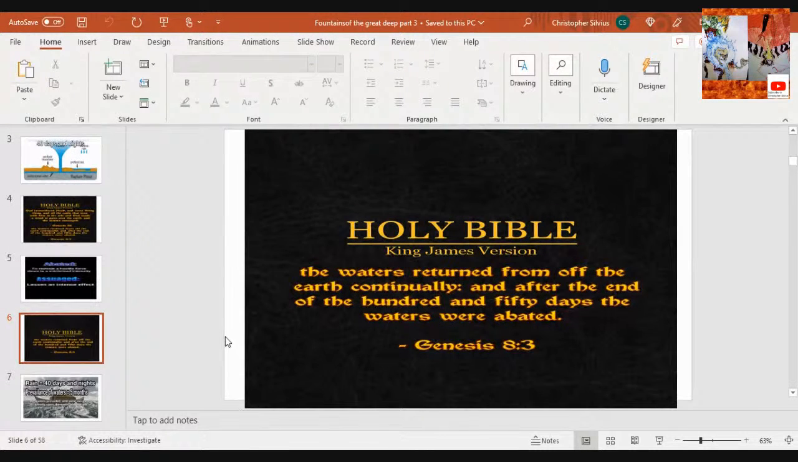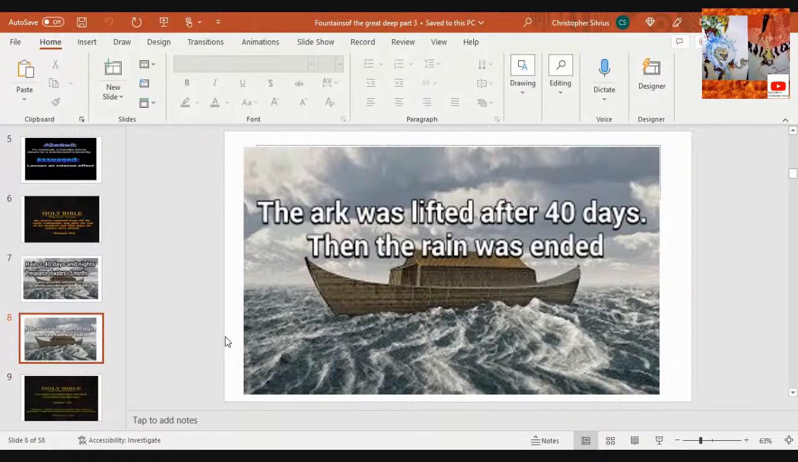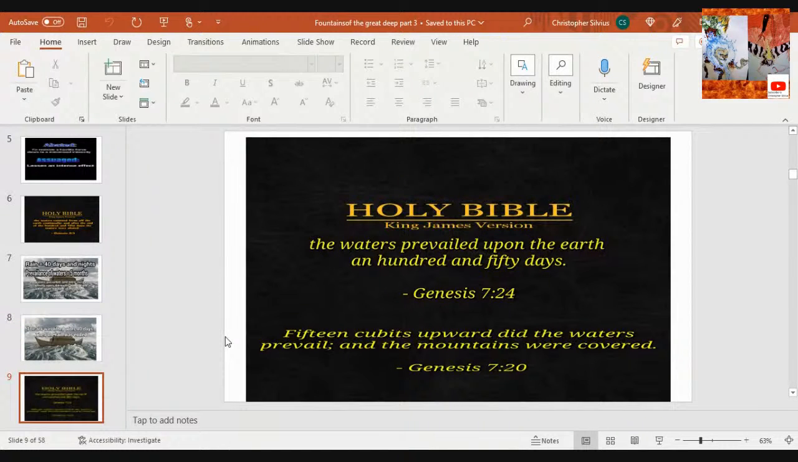The waters returned from off the earth continually. After the end of 150 days, the waters were abated. So 40 days and 40 nights of rain, a prevalence of water for another 5 months. It continues to rise up. The waters prevailed or increased greatly upon the earth, and the ark went upon the face of the waters. That's after 40 days and 40 nights of rain, and then the water just gets higher and higher for another 5 months. It was lifted up after 40 days, and the rain was ended, and then the waters prevailed upon the earth 150 days. Genesis 7:20 says 15 cubits upward did the waters prevail, and the mountains were covered.